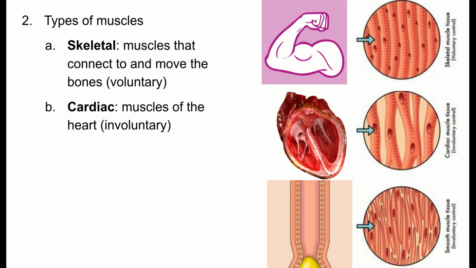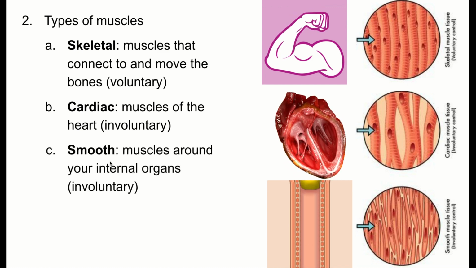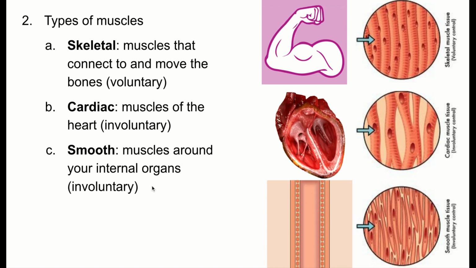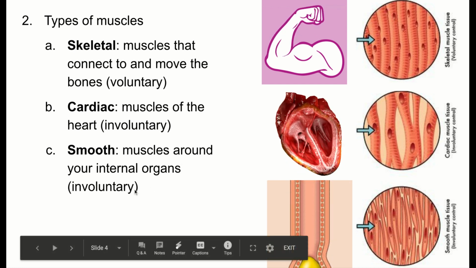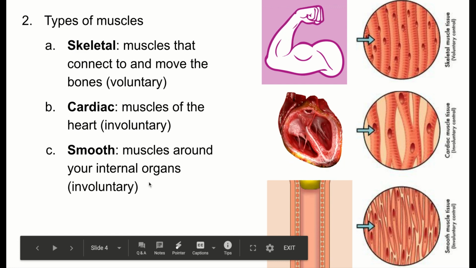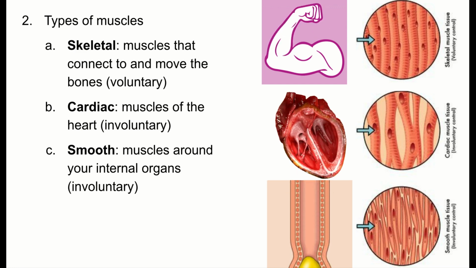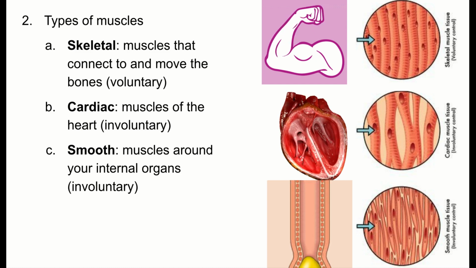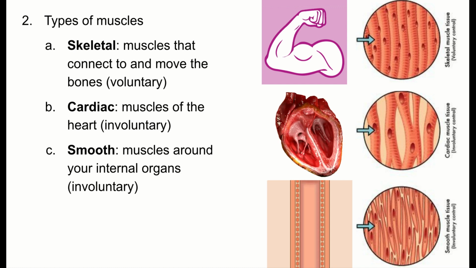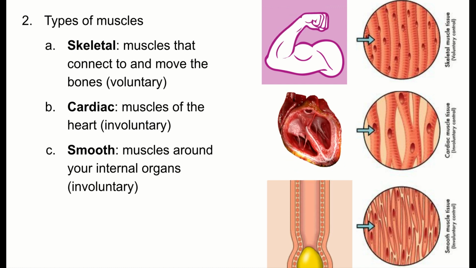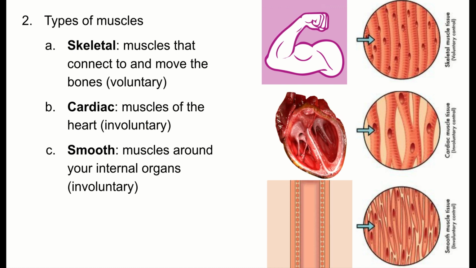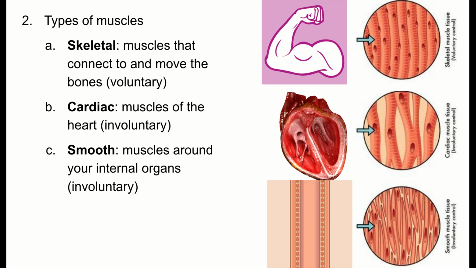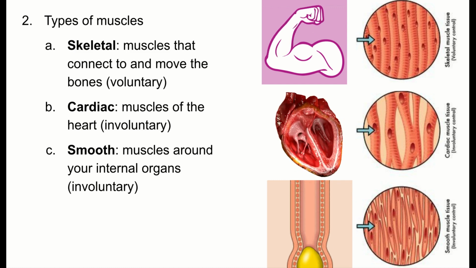The third type of muscle is called smooth muscle. And these are the muscles that are found around your internal organs. These are also involuntary. You cannot consciously control them. So these are the muscles in your esophagus that perform peristalsis and push food down your esophagus, also pushing food through your small intestine, your large intestine. These are the muscles around your bladder that contract when you pee, the muscles around your uterus that would contract during childbirth. These are the muscles around your internal organs.